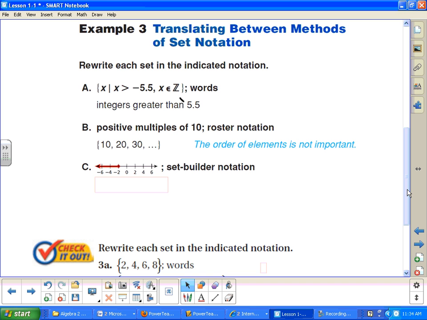Letter C. When it says to do something in set builder notation, just write it as an inequality. So this is the inequality where x is less than or equal to negative 2. All right?